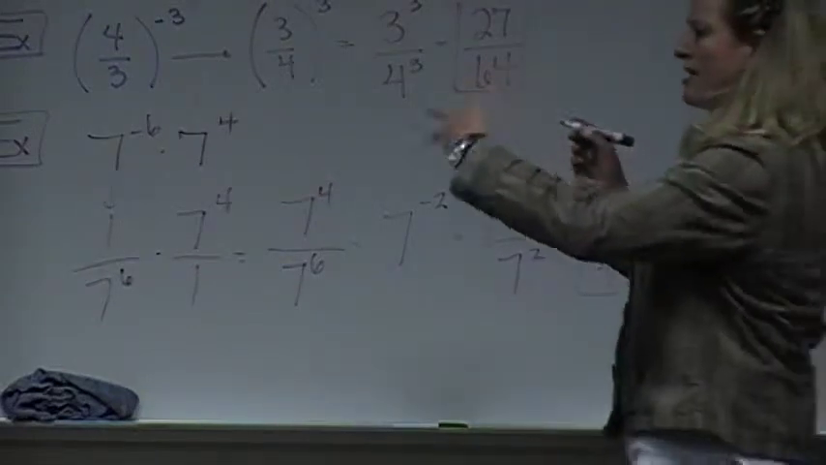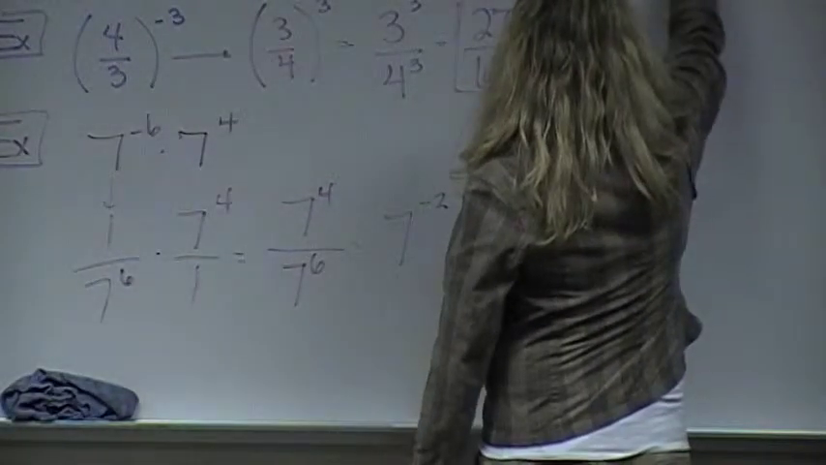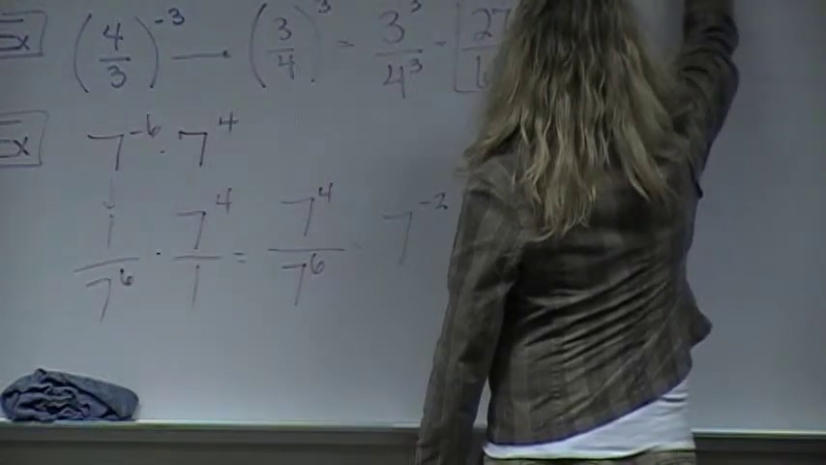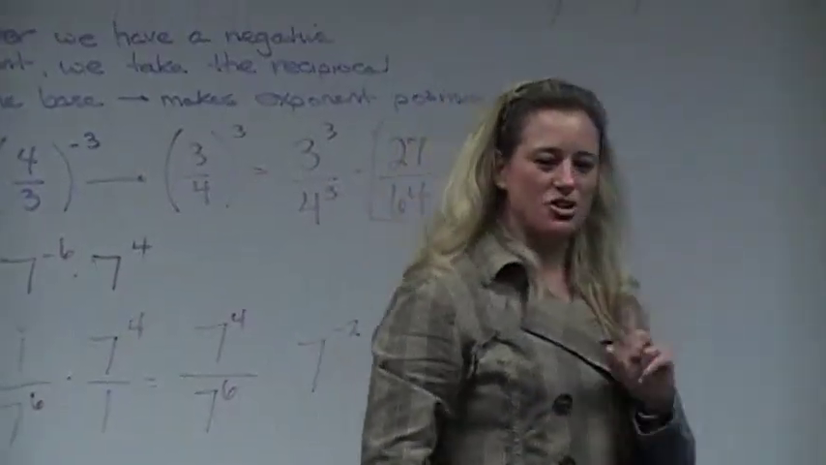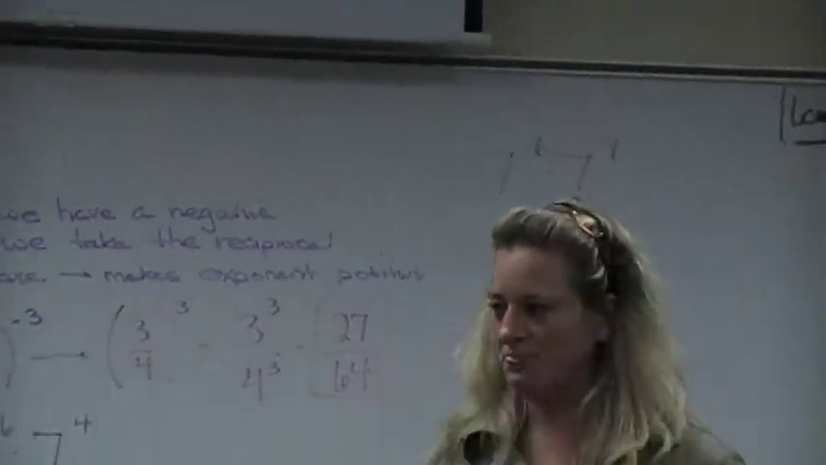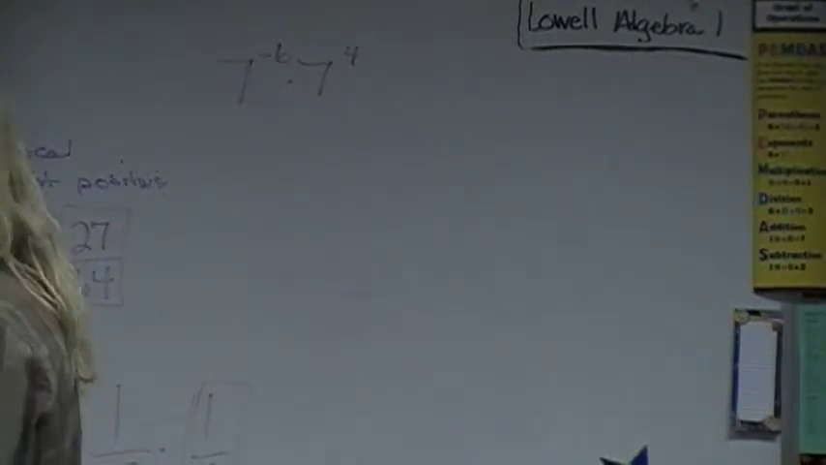But let's go back to this problem again. 7 to the negative 6 times 7 to the 4th. Couldn't I just use the product of powers here? Yep. What is 7 to the negative 6 times 7 to the 4th? What do I do with the exponents if I'm multiplying with the same bases? You add them, watch.